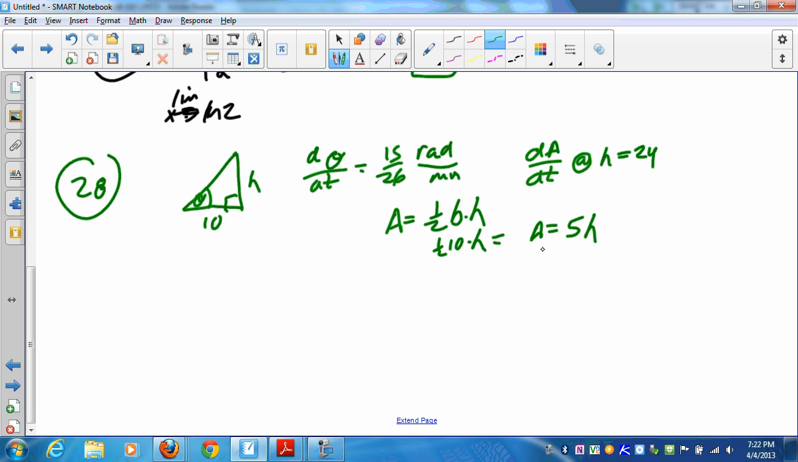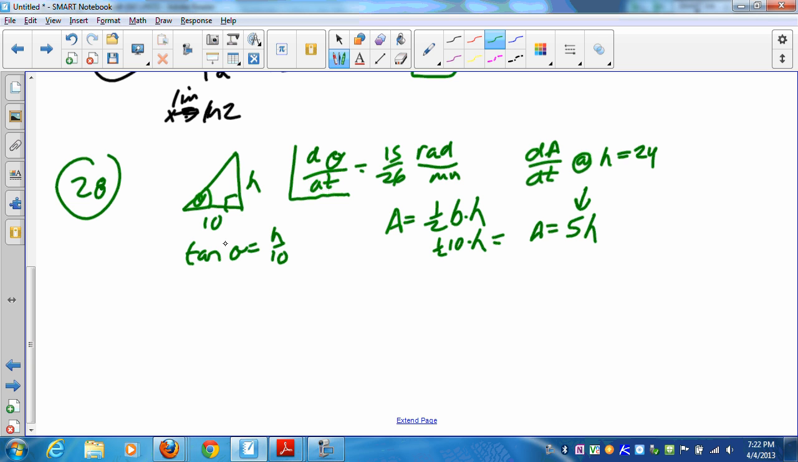Well, how do we figure out, and remember we have d theta dt. In this area formula right here, there is nothing that's going to give us anything to do with an angle, right? This is all right triangle trigonometry. So how can we express the height in terms of theta? Well, h is opposite, and 10 is adjacent, so SOHCAHTOA: tangent of theta is equal to h over 10.